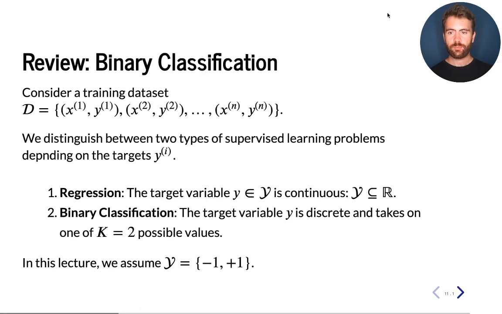In order to do that, let me reintroduce some of the notation that we defined in the previous lecture, and let's quickly remind ourselves what an SVM is. Remember that we are in the setting of binary classification, where we have a training data set of inputs and targets, and these targets take one of two possible values, +1 or -1. So this is the binary classification regime.